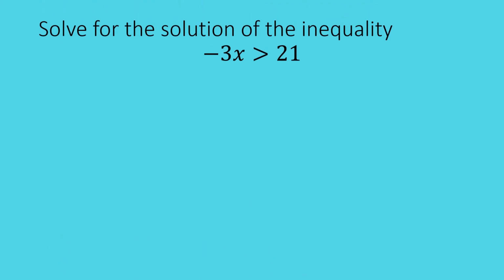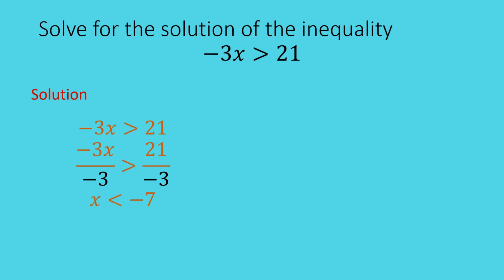Okay, let's have this last example: negative 3x is greater than 21. Let's have our solution. Negative 3x is greater than 21. What we are going to do is divide both sides by negative 3. So negative 3x divided by negative 3, and 21 divided by negative 3. So the answer is x is less than negative 7.